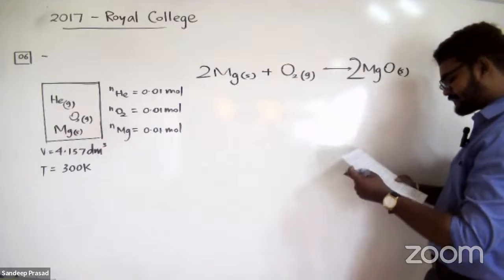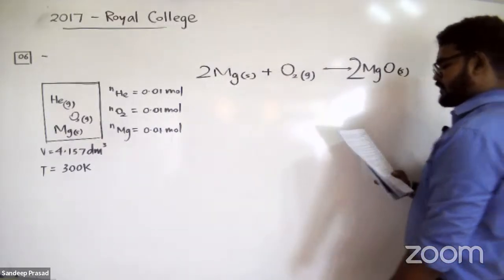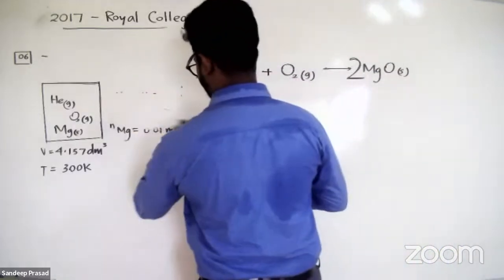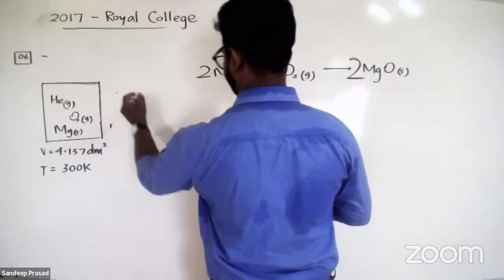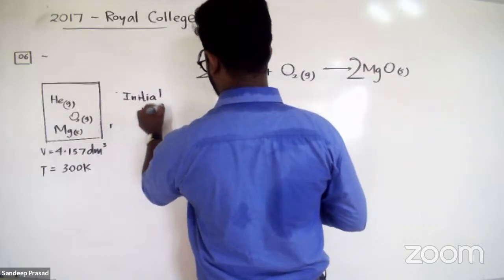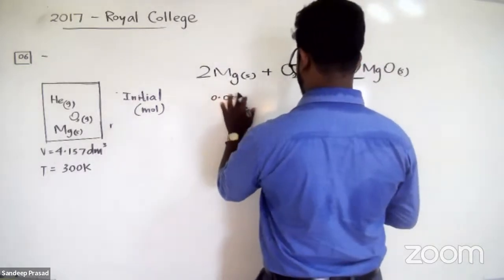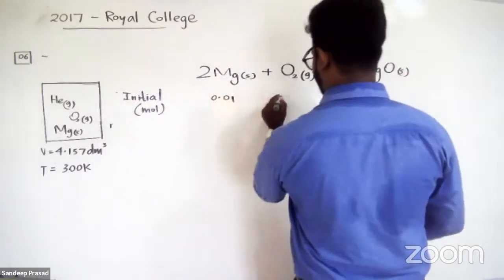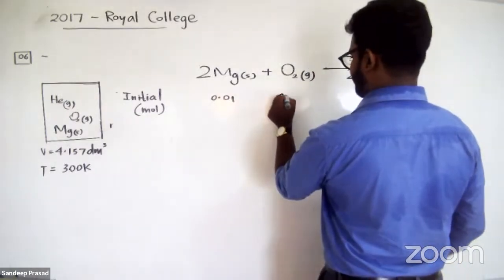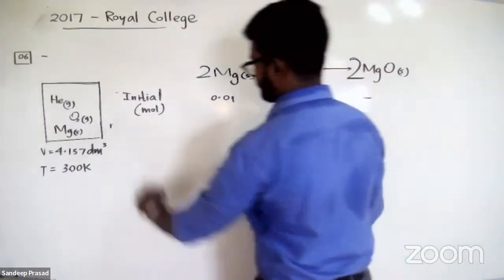Now look at this. So this is the combustion reaction. Now let's see initially how many moles they have added. Initial moles that they have added. From magnesium they have added 0.01. And oxygen, how much they have added? 0.01. Initially magnesium oxide is not there.